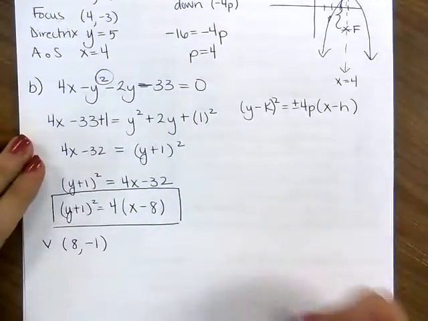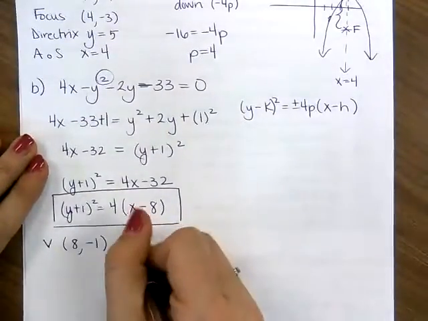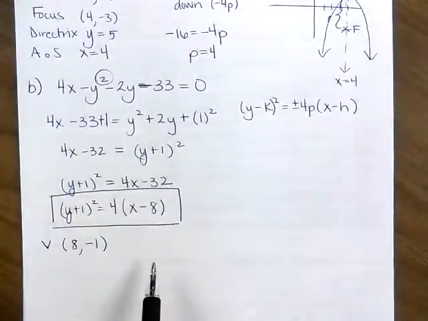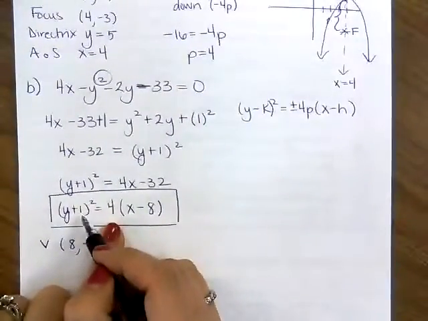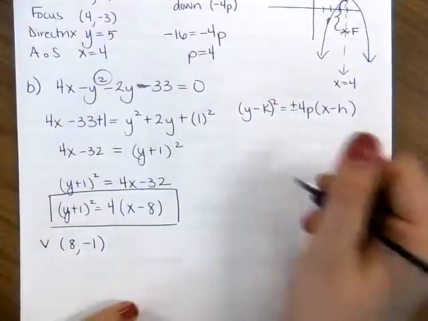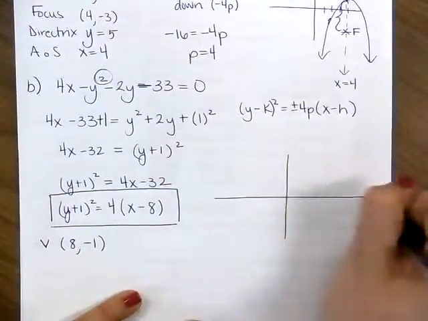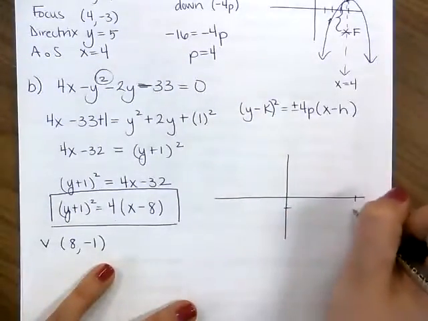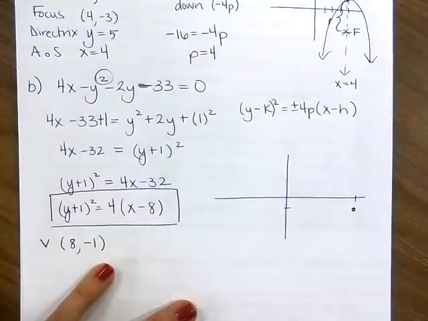So if you know the vertex, you know the axis of symmetry, right? Now, let's think about this though. What kind of parabola is this? Does it point left, right, up, down? Everybody agree it points to the right because it's sideways, right? It's horizontal and it's a positive 4p, so it's got to point to the right. So right now, let's start making our sketch. So we have a vertex at 8, -1, let's say. Looks like this. And it's got to open to the right.